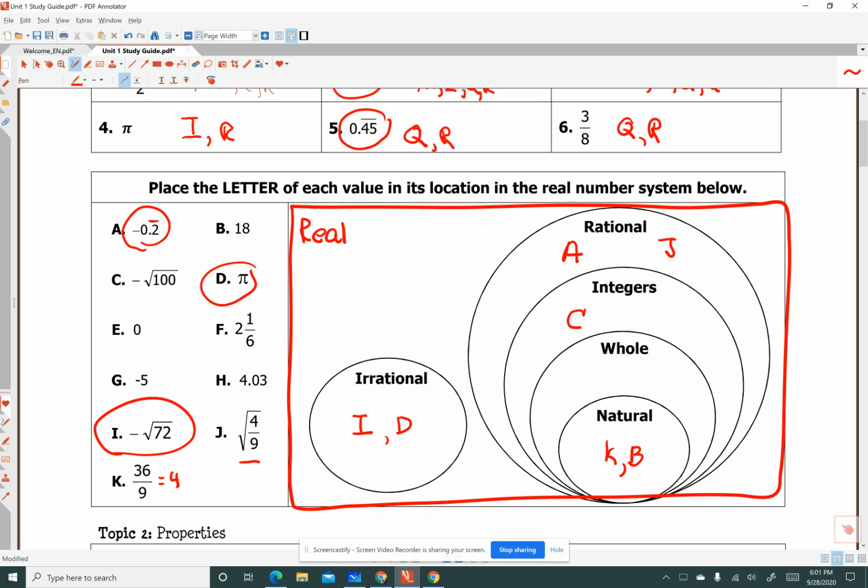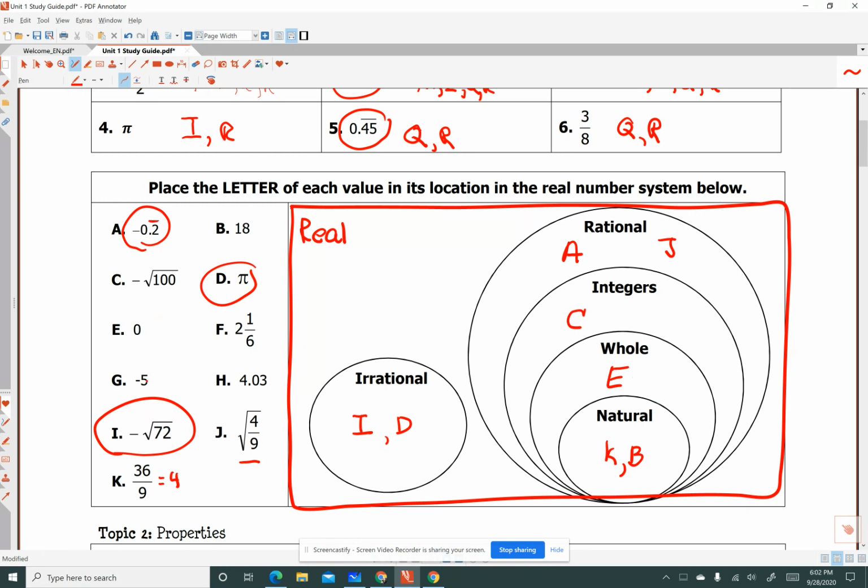E, the 0, is the only one that's a whole number. These, K and B, are also whole numbers. It's the only one that's a whole number, but not a natural number. That's the thing with 0. So actually what I should have put is, erase that. What I should have put is E, which is the letter of the number.